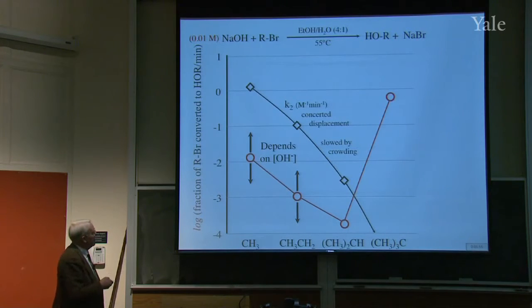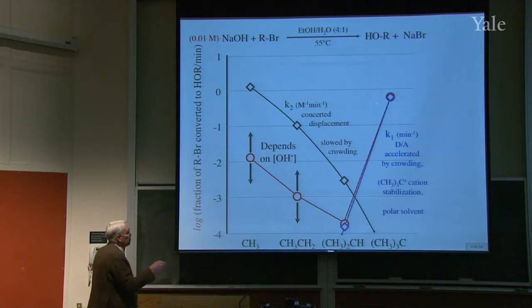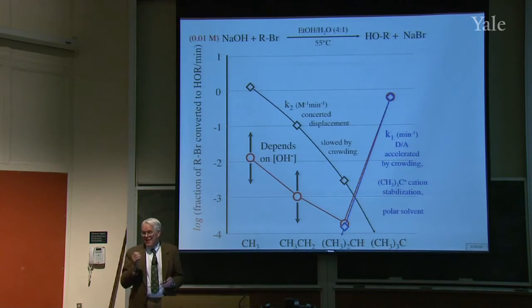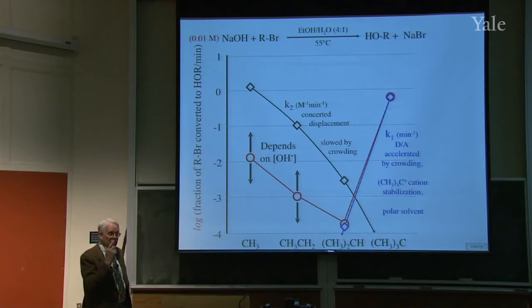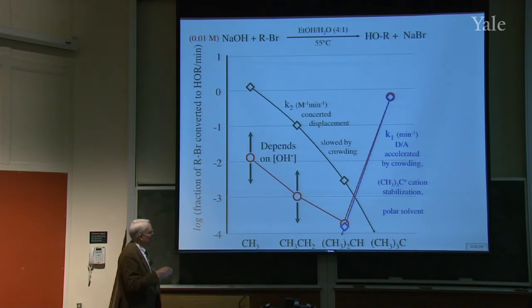In fact, it's up there, right? And that's because that one is not dependent on hydroxide. It's not SN2. The rate doesn't depend both on the halide and the hydroxide. It depends only on the halide, right? So at the rate determining step, the base hasn't gotten involved yet. And notice that it's accelerated by crowding. When you get to the most crowded one, that mechanism goes really fast, and it can happen because the cation is more stable when it's more substituted, right?